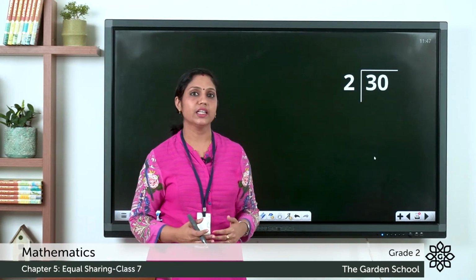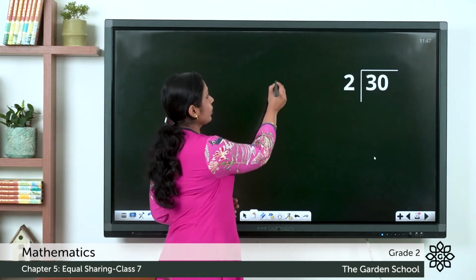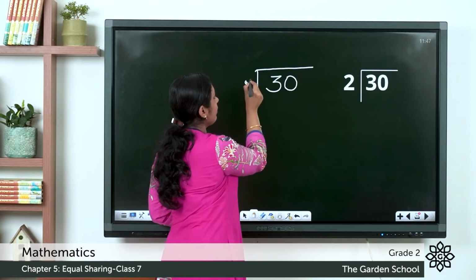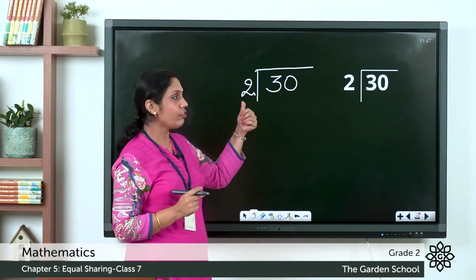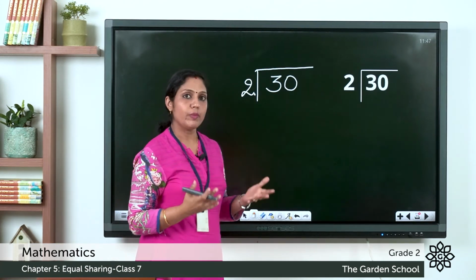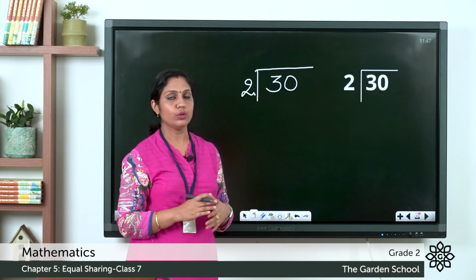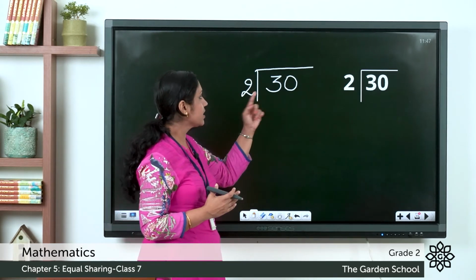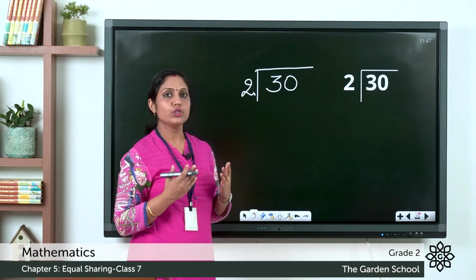Now let's do 30 divided by 2. So 30 is the dividend and 2 is the divisor. So we need to check the table of 2. And do you know how many times 30 comes in the table of 2? No. So let's check the first number. So which is the first number? It is 3. 2 ones are 2, 2 twos are 4.